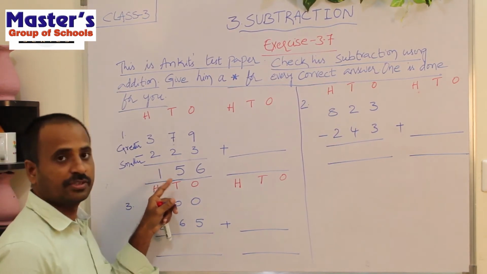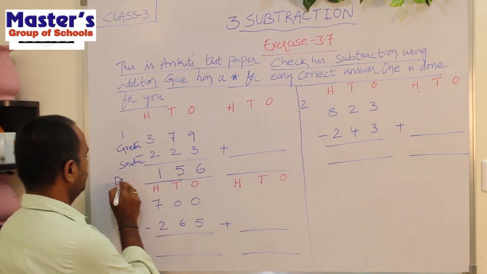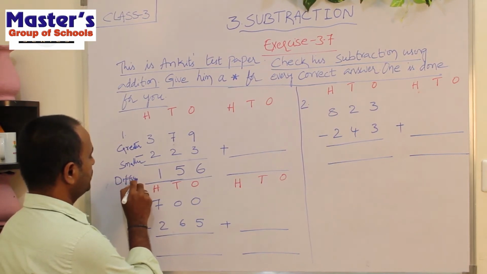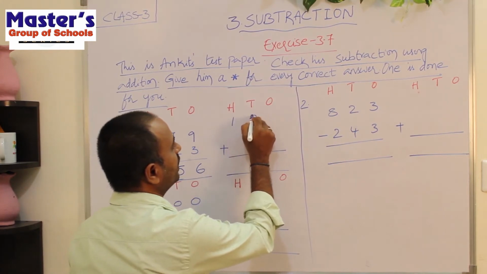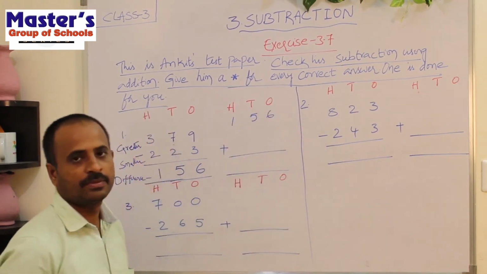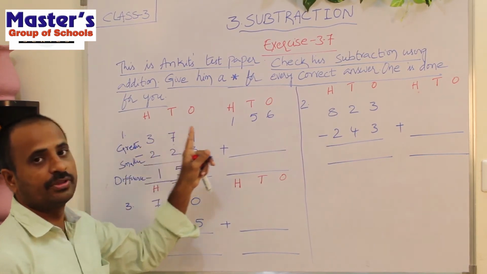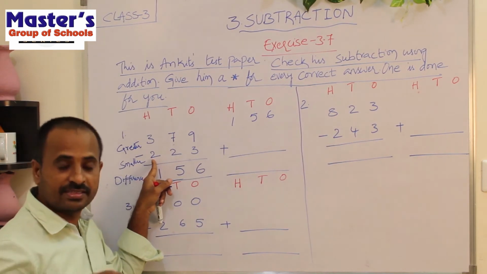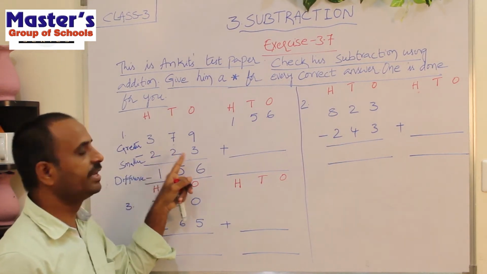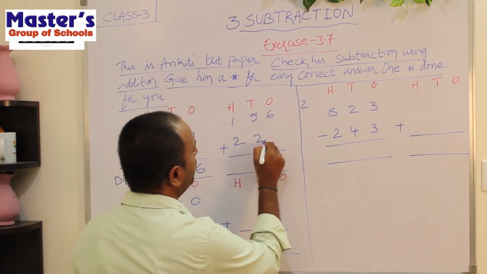So first write the difference. So what is the difference here? 156. The difference is 156. So write 156 first. And add the smaller number to the difference. What is the smaller number here? That is, what is the second number? 223. So write 223 here.